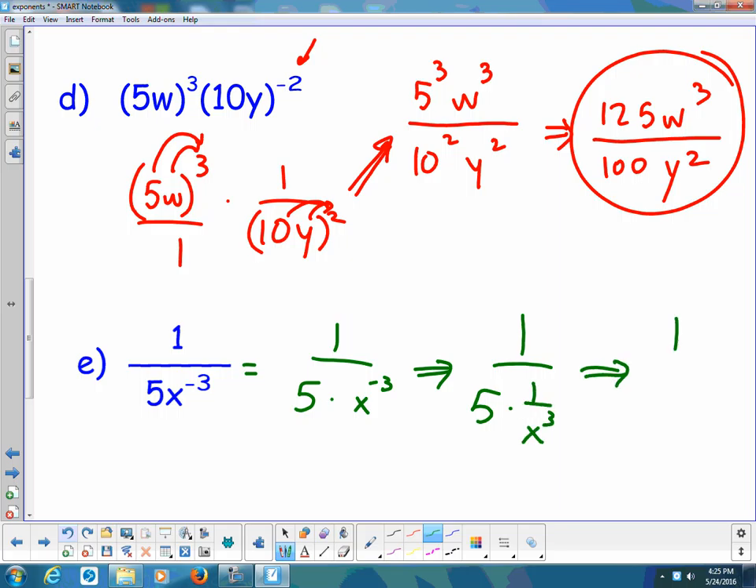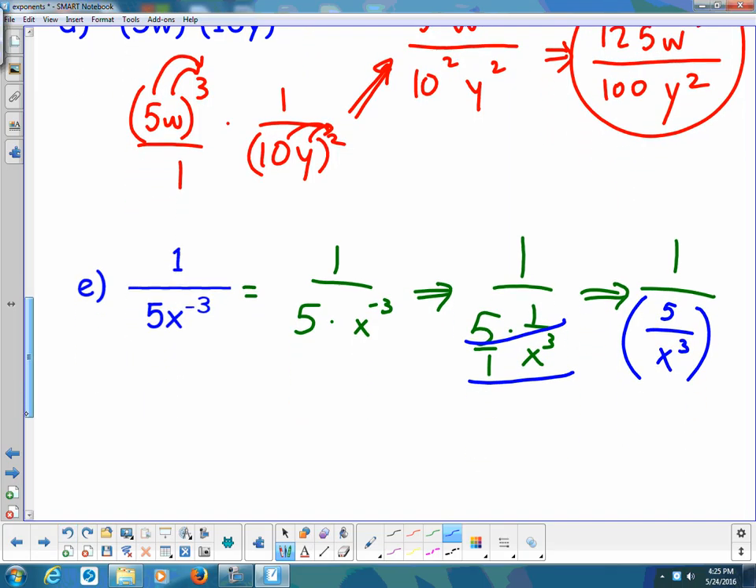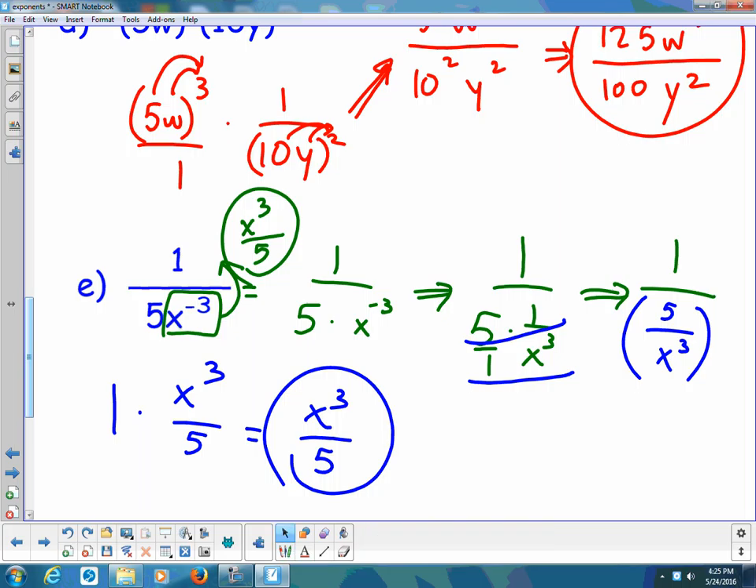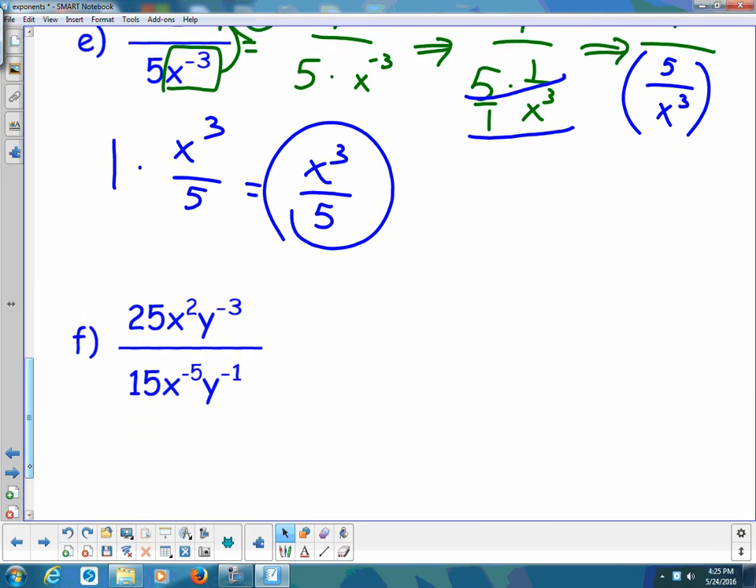That means I really have 1 over, and I can think of this as a 5 over 1, multiply my numerators, multiply my denominators, so I get 1 over 5 over x cubed. Now I'm dividing by a fraction, so it's the same as multiplying by the reciprocal, so that's going to be 1 times x cubed over 5, so I'm going to get x cubed over 5. All right. You could notice that I only have x raised to the negative third. I could have just brought that up to the numerator with a positive exponent. So I could have immediately written x to the positive 3 over 5, and that was my answer. All right, let's take a look at this example.